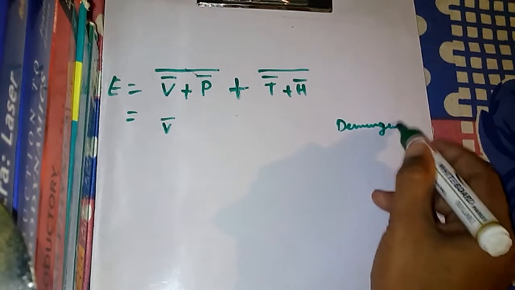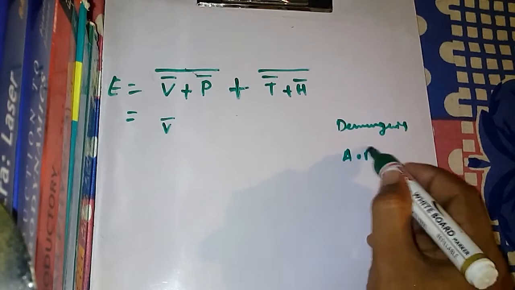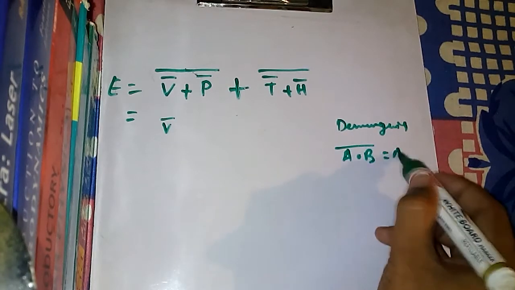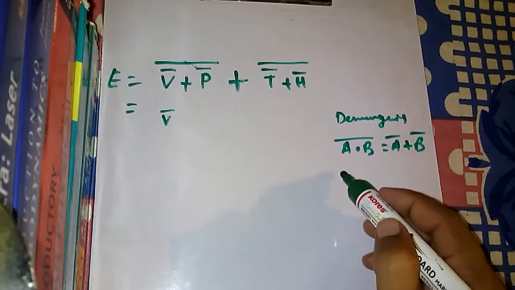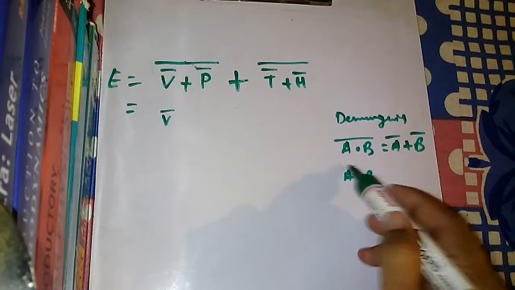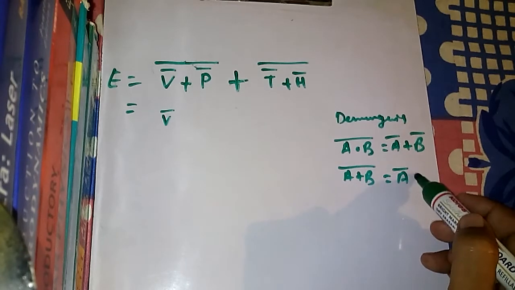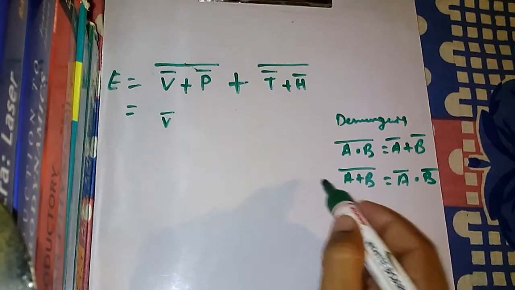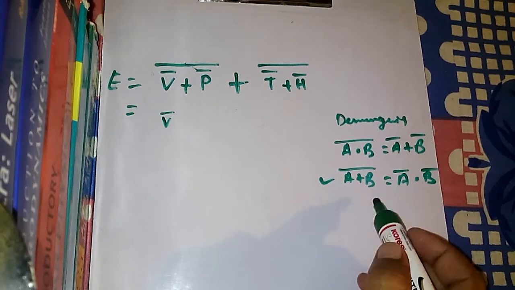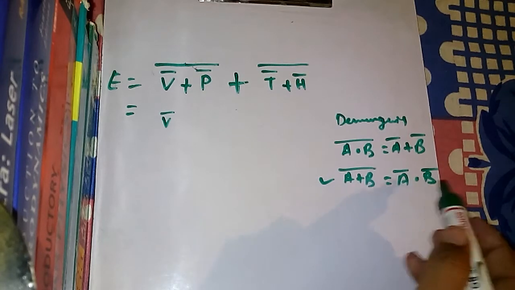De Morgan's law says that if (A dot B) bar is there, then it could be written as A bar plus B bar, and if (A plus B) bar is there, it could be written as A bar dot B bar. Now see, from this one, if (A plus B) bar is there, it is equal to A bar dot B bar.